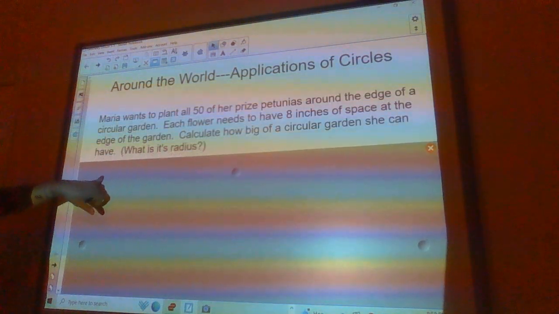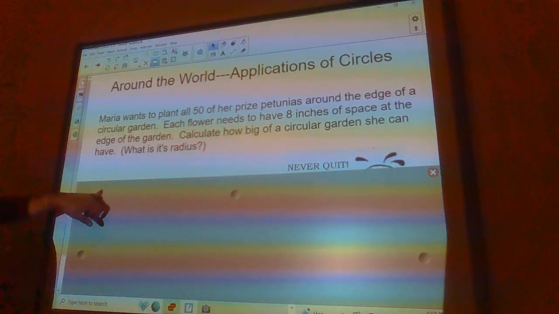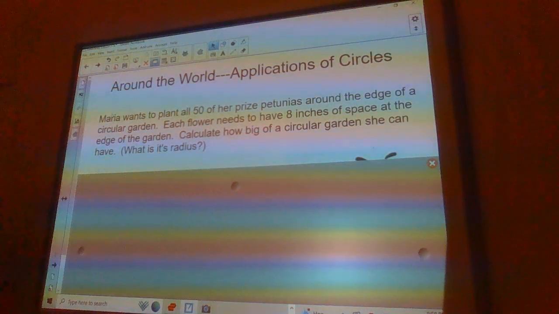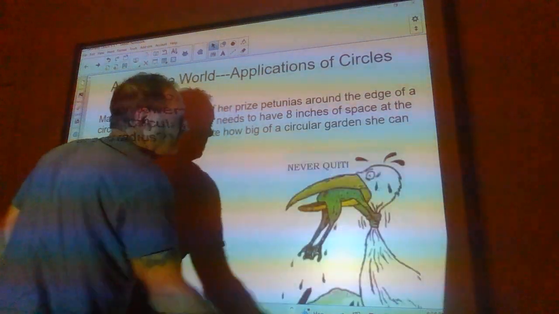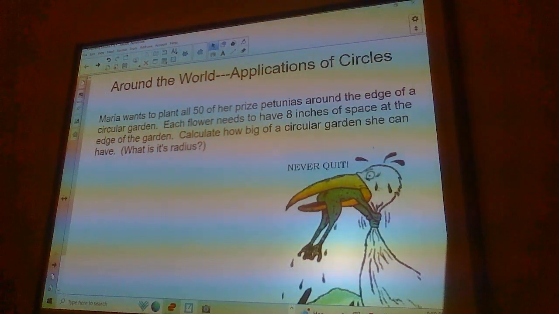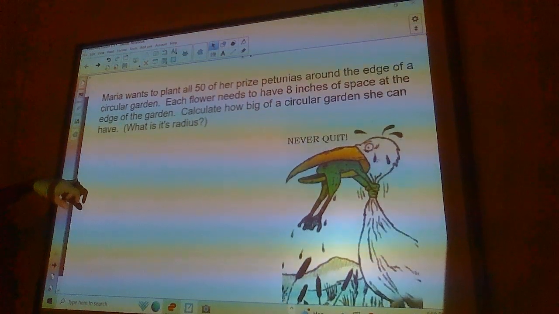Okay, so Maria wants to plant all 50 of her prized petunias around the edge of a circular garden. Each flower needs to have 8 inches of space at the edge of the garden. Calculate how big of a circular garden she can have. What is its radius?